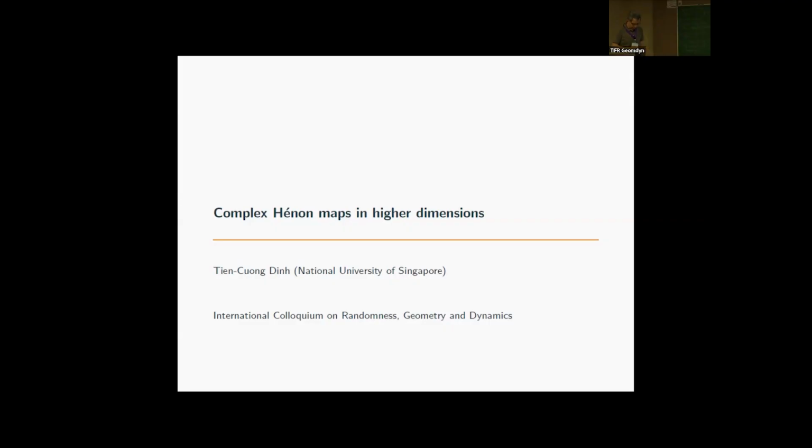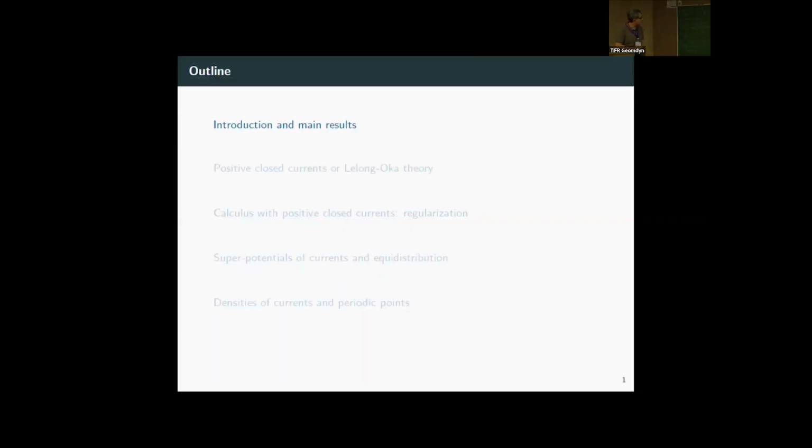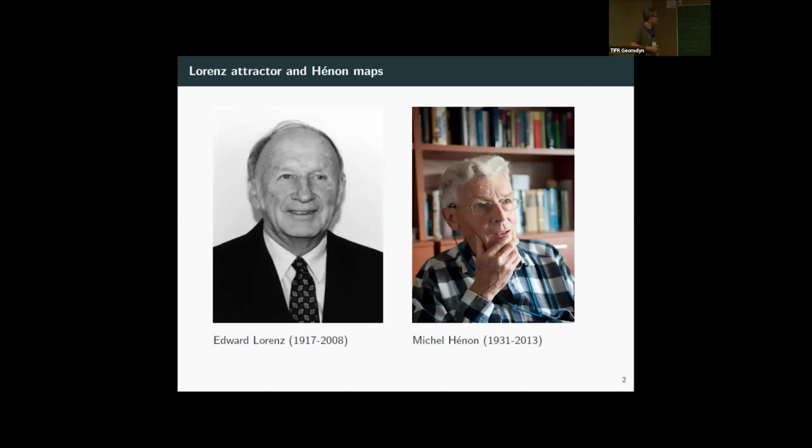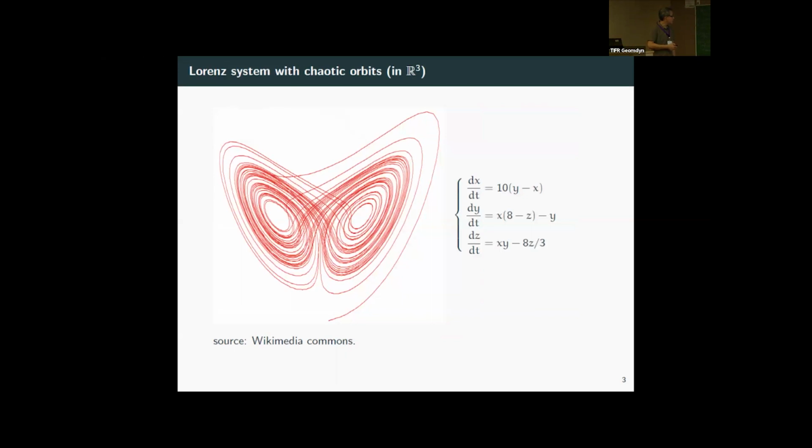Okay, so a little bit about the history of Hénon maps. It goes back to the famous Lorenz attractor. The Lorenz system is given by ODEs in R^3, which is very explicit and simple. So I have three ODEs like that, and a typical orbit looks like in this picture.